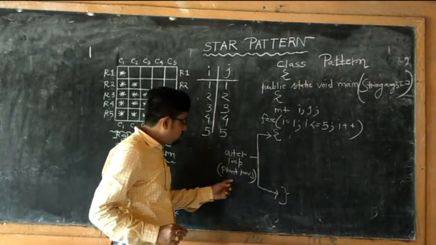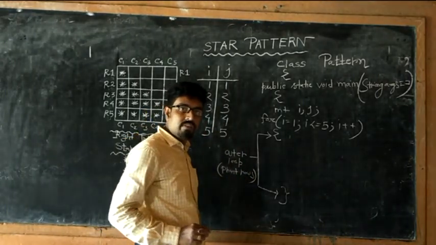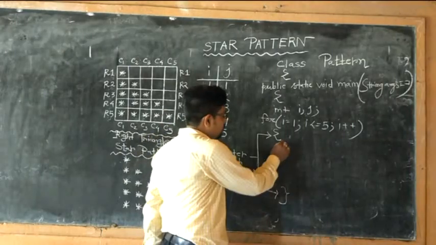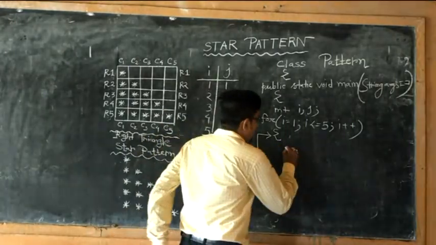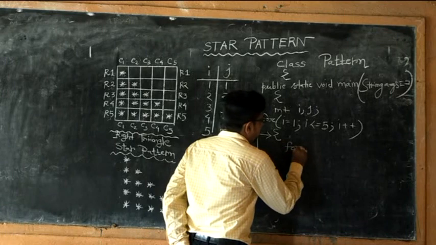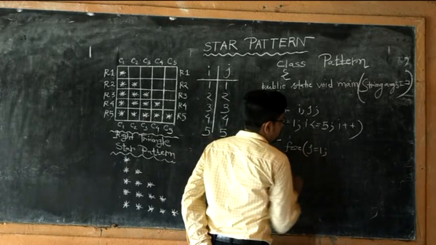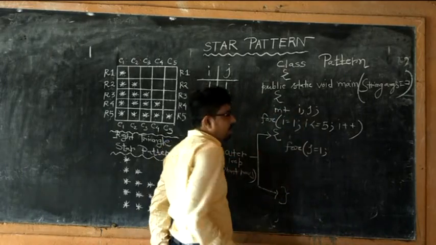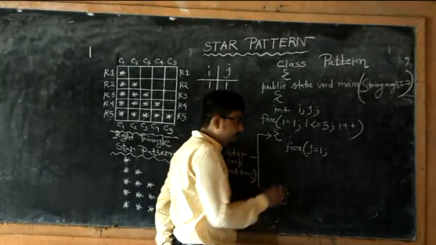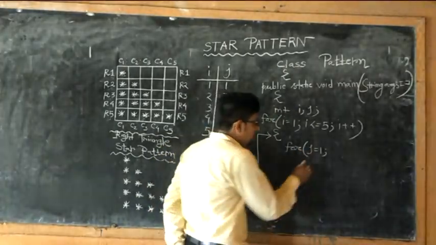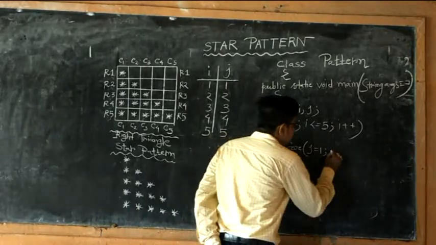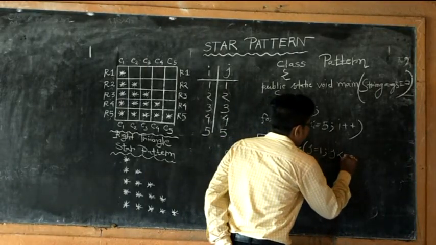This for loop is used to print the rows number. Is that clear, students? Now come to the next, inner for loop. Now I am designing the inner for loop. For variable j equal to 1 semicolon. I have already declared the variable j here, so there is no need to declare it again, just initialize it. So j equal to 1; j less than or equal to i.